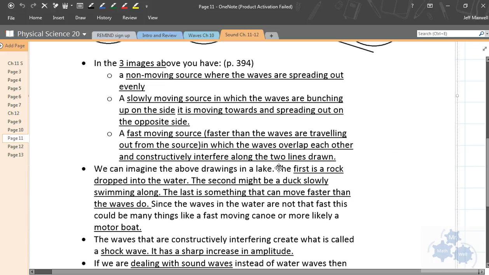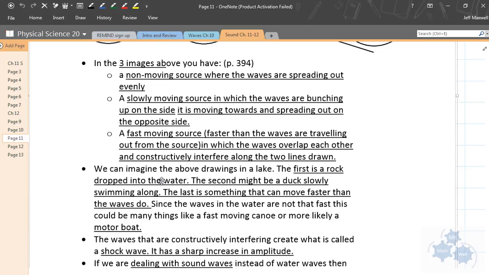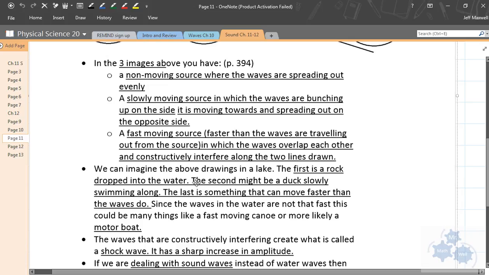So, just going over these drawings again, a rock is dropped into the water, right? The second might be a slow swimming duck. You've seen that on Wascana Lake. A goose or a duck swims or something like that, and you see you have these little ripples in front of it, and big, wide ripples behind it as it's moving. Right?